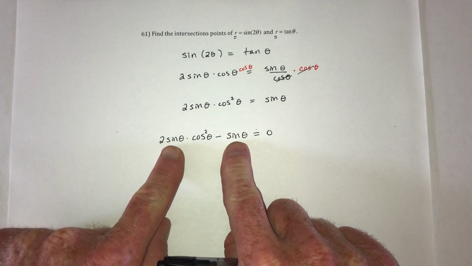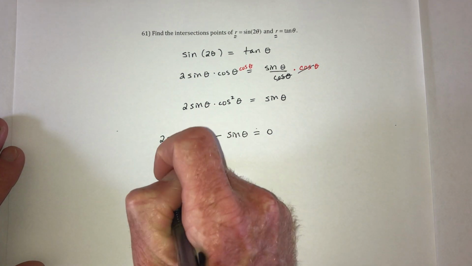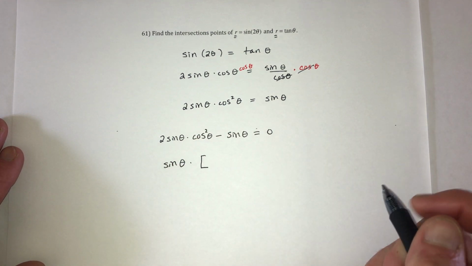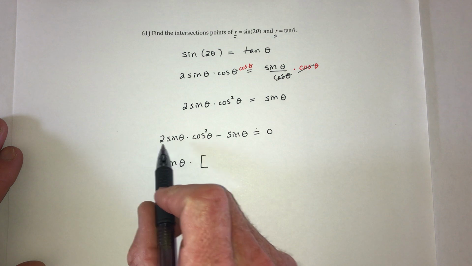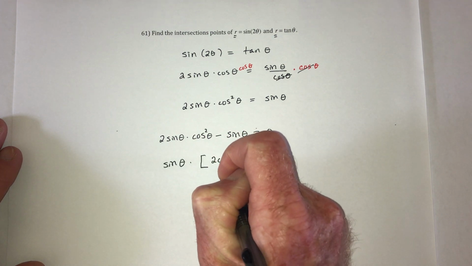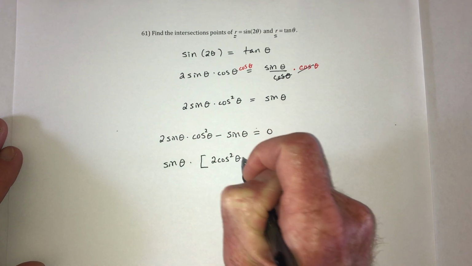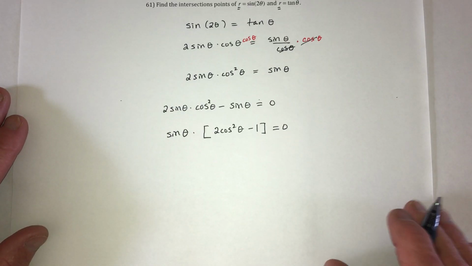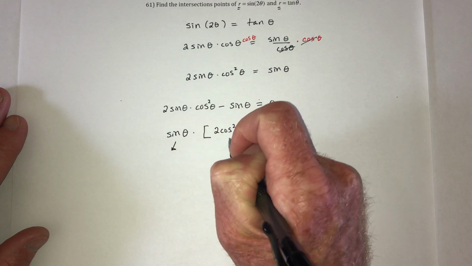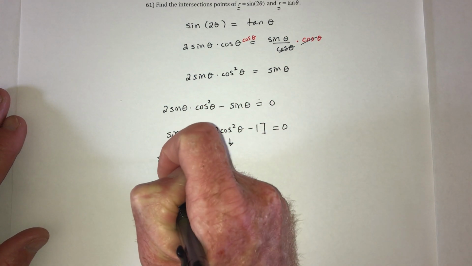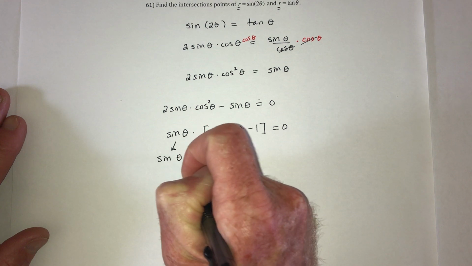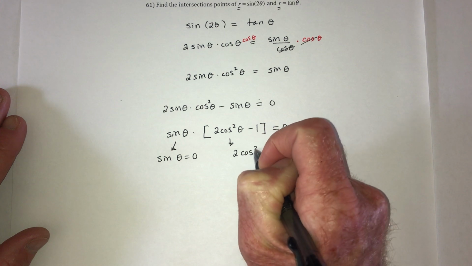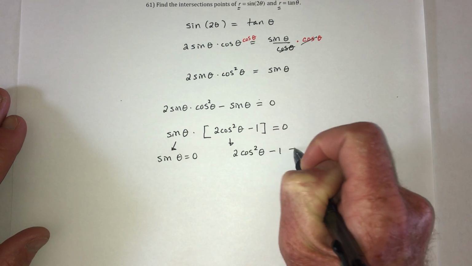So notice that this has sine and this has sine, so we could factor out sine of theta. And what would be left? 2 cosine squared minus 1. After you factor it, set each factor equal to 0. So when does sine of theta equal 0? When does 2 cosine squared theta minus 1 equal 0?